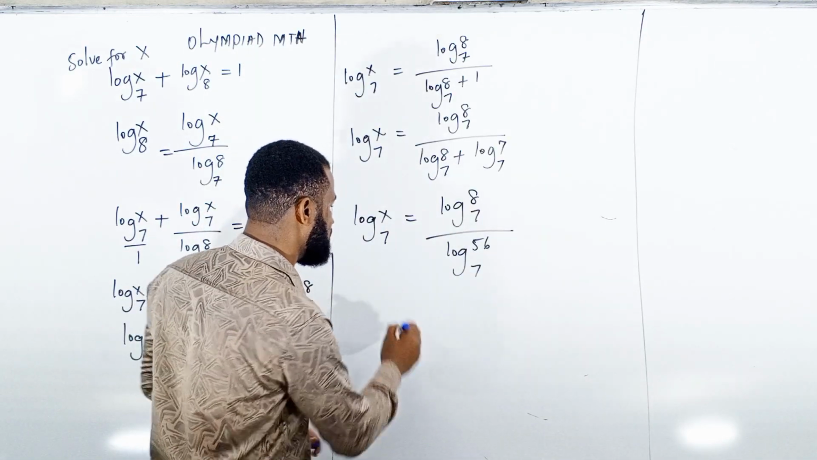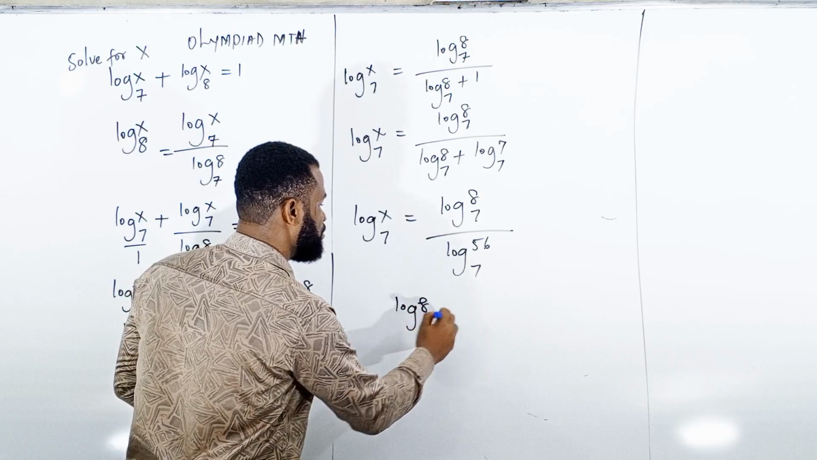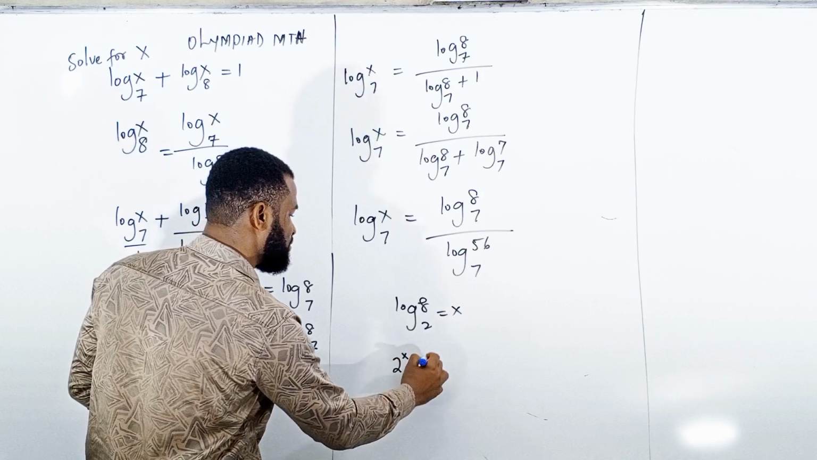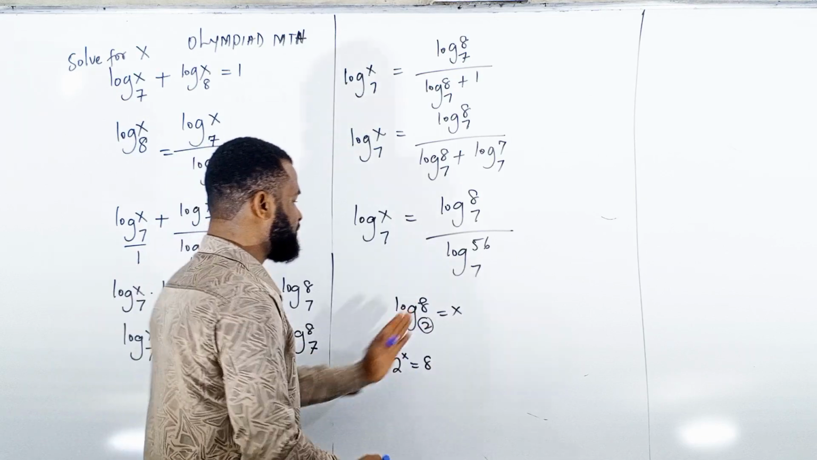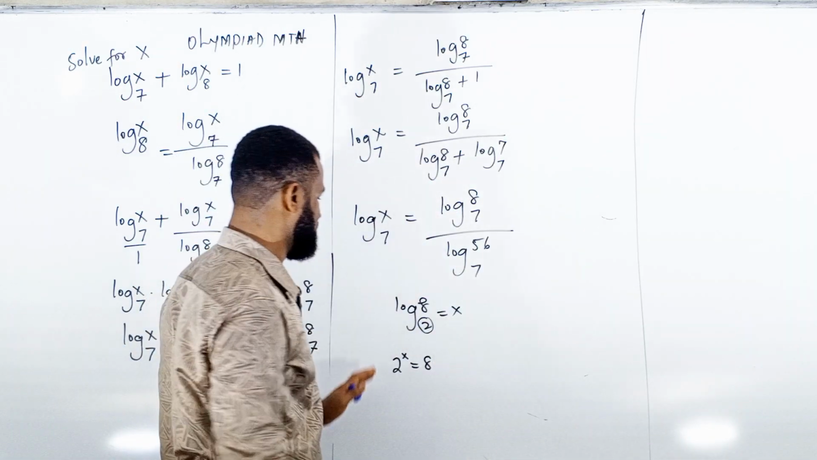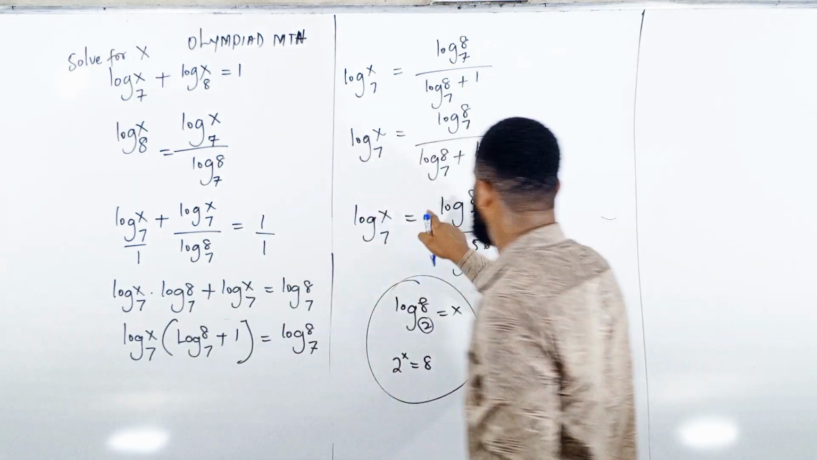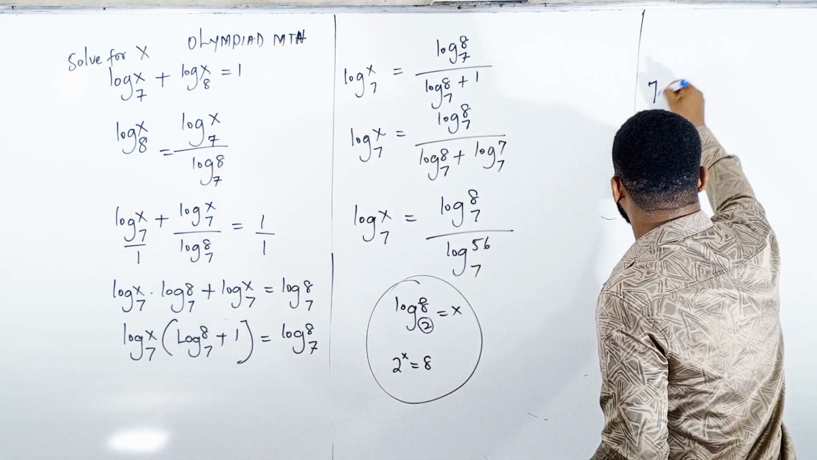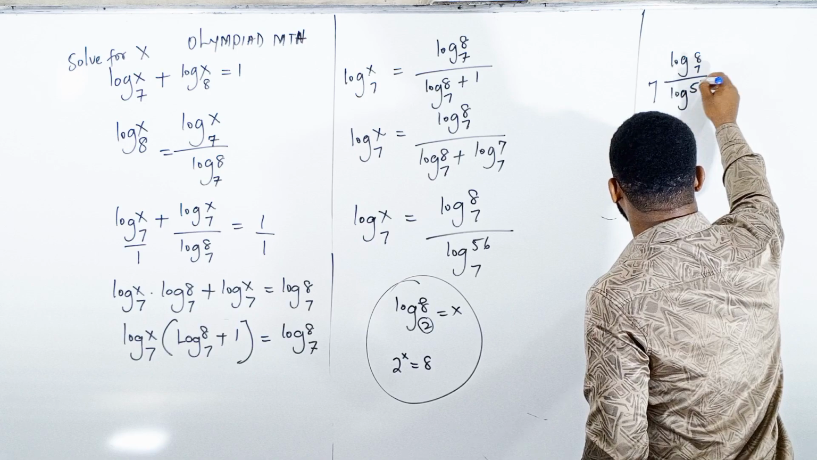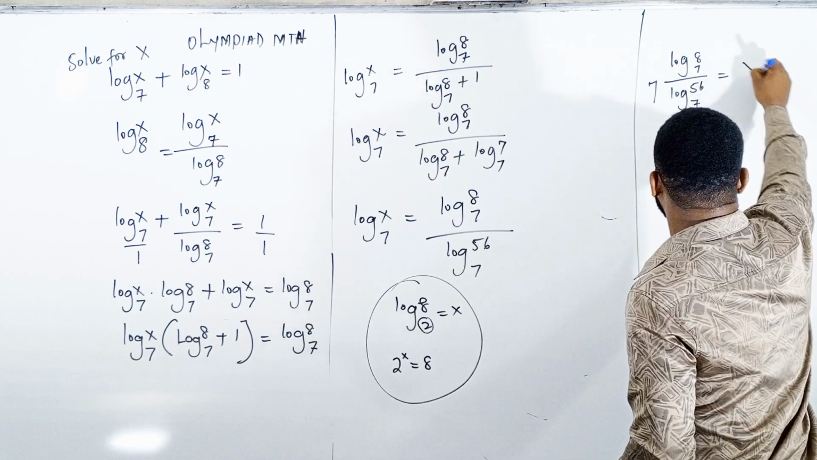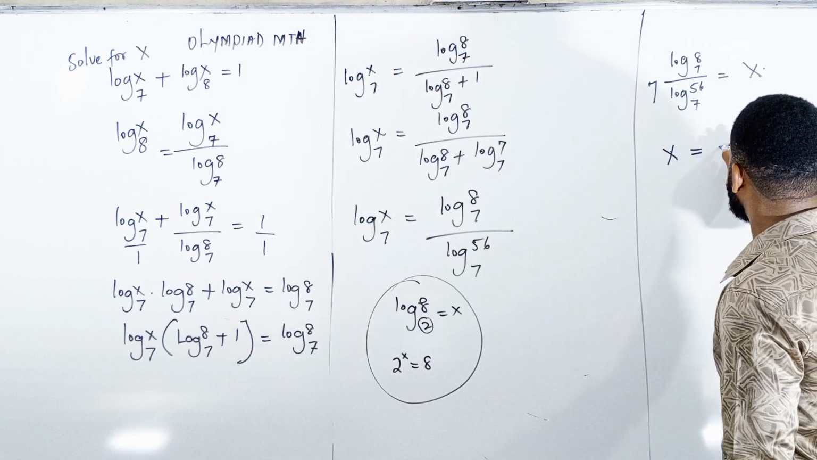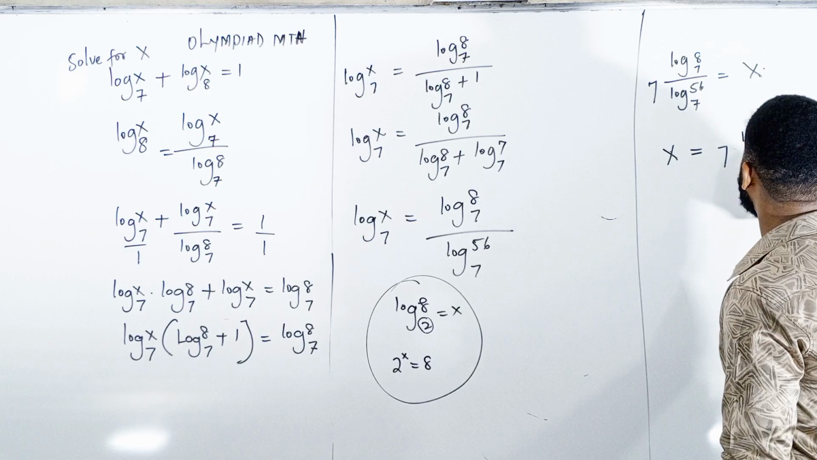Now recall this law that said that log 8 base 2 is equal to, maybe, something else. So I would say 2 raised to power x is equal to 8. That means the base of the left hand side will be raised to the power of what is on the right hand side. So this thing that happened here, I'm going to apply it here. So I'm going to have 7 raised to power log 8 base 7 all over log 56 base 7, and this is equal to x. That's just it. So I've gotten my x. Simply means that x is equal to 7 raised to power log.